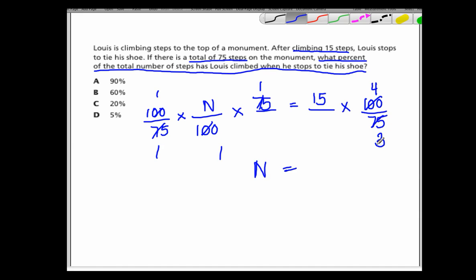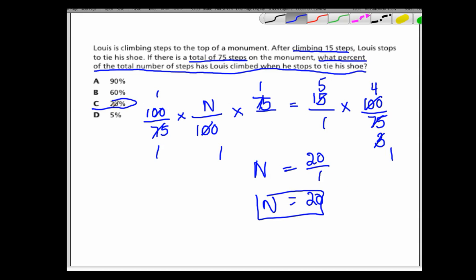Let's see if we can cross cancel because we're multiplying. Yes, 3 can go into 3 and 15 because 1 plus 5 is 6 and 6 is a multiple of 3. 3 goes into 3 once and 3 goes into 15 5 times. 5 times 4 is 20. Divided by 1 times 1 is 1. 20 divided by 1 is 20. Therefore, the answer is what percent? 20%. And the answer is C.